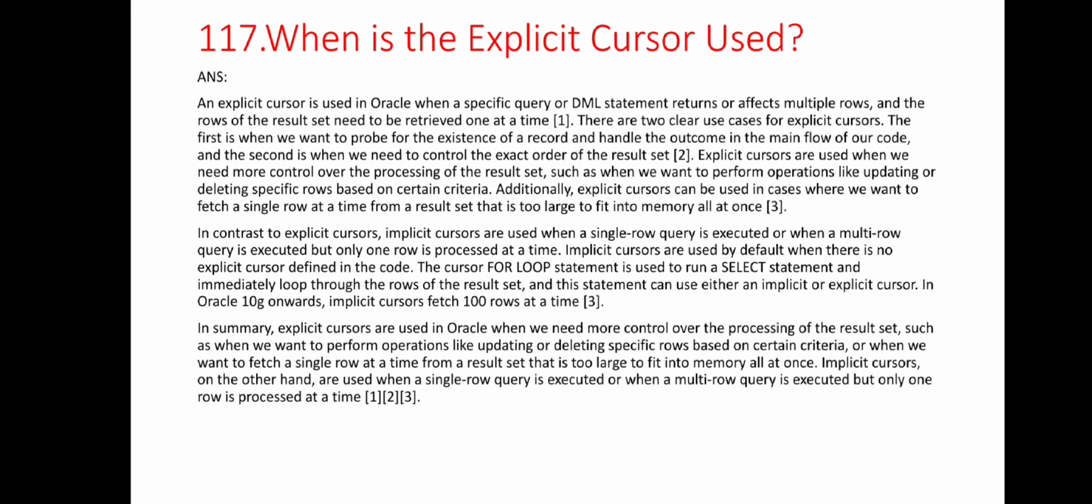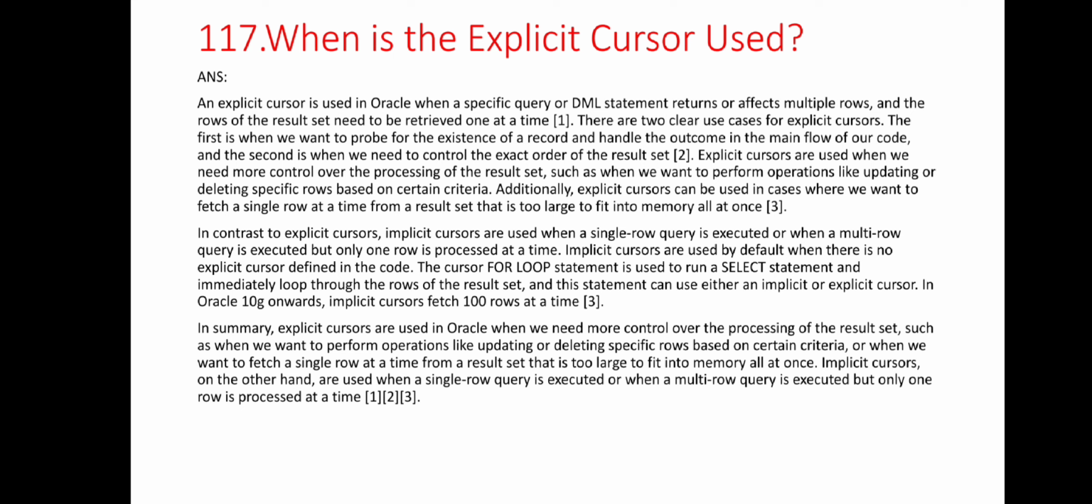In contrast to explicit cursors, implicit cursors are used when a single row query is executed or when a multi-row query is executed but only one row is processed at a time. Explicit cursors are used by default when there is no explicit cursor defined in the code. The cursor for loop statement is used to run a select statement and immediately loop through the rows of result set, and this statement can use either an implicit or explicit cursor. In Oracle 10G onwards, implicit cursors fetch 100 rows at a time.